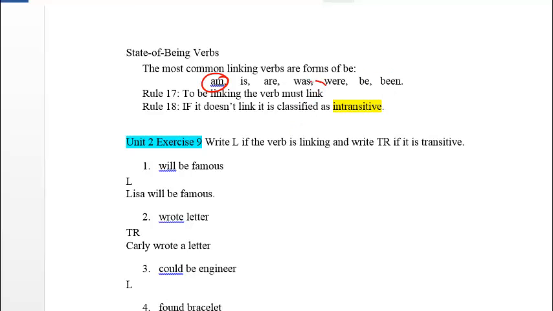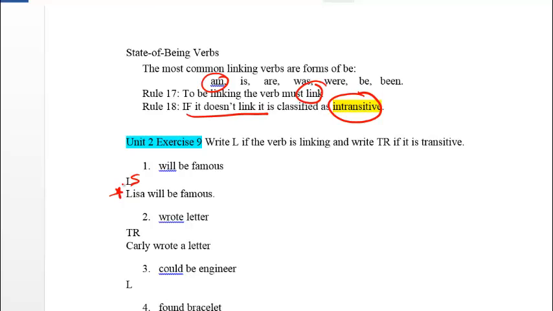Now, to remind you, it has to link two bits of information. If it doesn't link, it's called intransitive. So let's take this example here. Lisa will be famous. Lisa is our subject. But is Lisa doing anything? Is she performing an act? And in this case, she isn't.